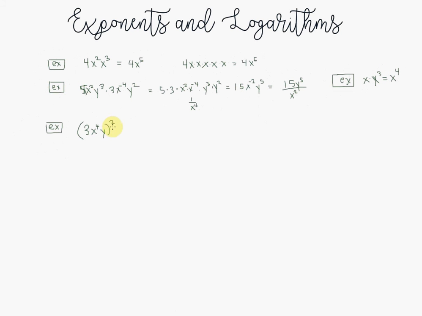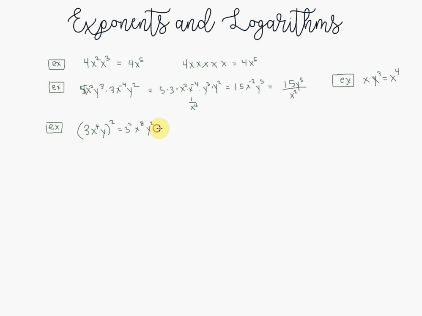Okay, so now what about if the exponent is outside the parentheses? You have to distribute your exponent into everything inside of here. So you have to square your 3, the x to the fourth, and the y. So what you're going to end up with is 3 squared times x to the fourth times 4. So it'll actually be x to the 8th. So you're multiplying them instead of adding them. And then here the 1 times the 2 gives you 2.